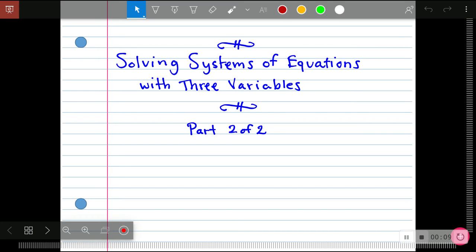This is the second of a two-part series on solving systems of equations with three variables. I recommend that you look at part one before you come to this video. The difference here is that I'm going to show you how to organize your work on note paper this time. So you see the background is meant to emulate note paper.